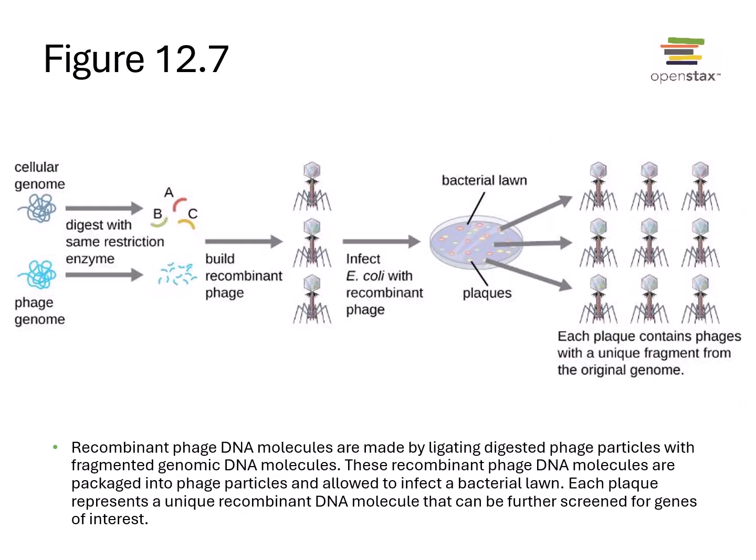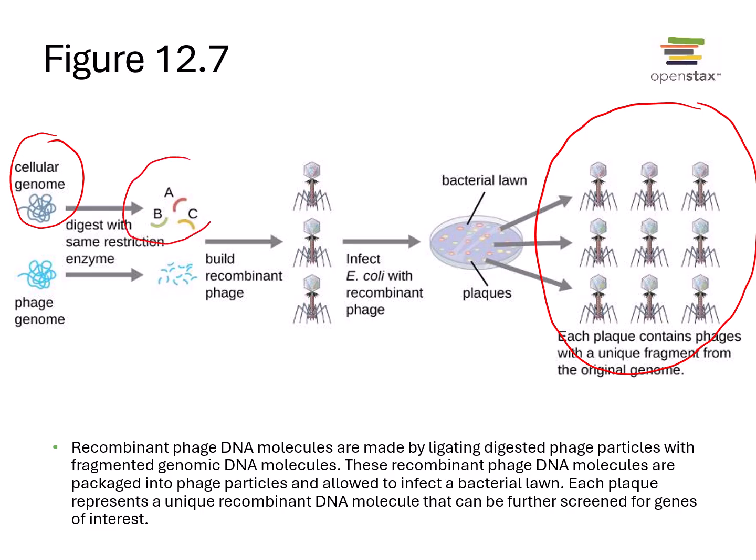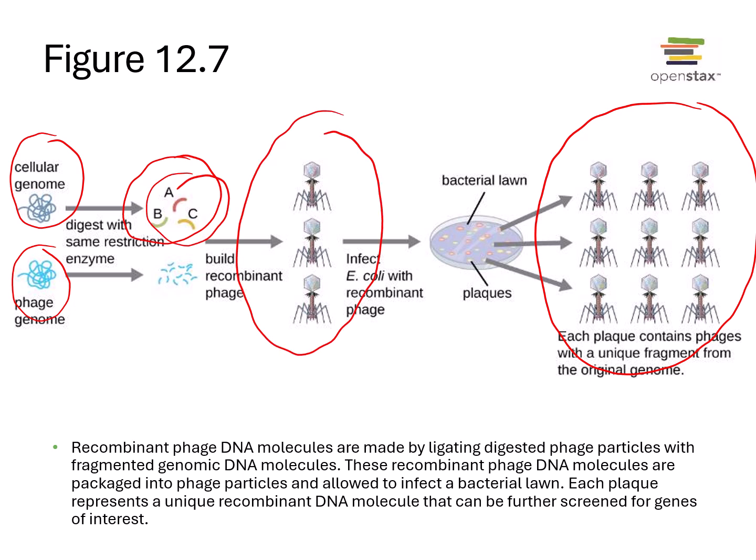But we weren't limited to just bacterial cells either. You can also make a phage library of the genome of interest. So same thing, you would take your genome of interest and chop it up with enzymes. Make sure you digest the phage genome with the same restriction enzymes so they have the same sticky ends. And then you would build recombinant phage with your genes of interest.